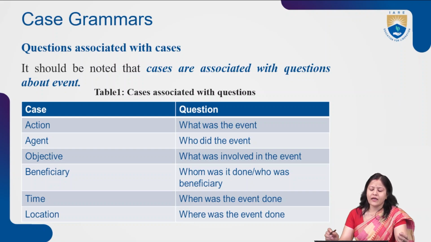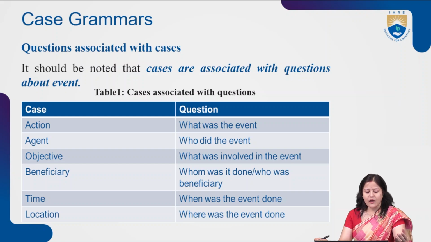It should be noted that cases are associated with questions about the event. Like the first one, the case is action. Whenever we find the action from a sentence, what question comes to our mind? What was the event? Similarly for agent, the question is, who did the event? For objective, what was involved in the event? For beneficiary, for whom was it done, or who was the beneficiary? For time, when was the event done? And for location, where was the event done? So this type of question comes to our mind, and based on the question, we identify the different case frames in a particular sentence.